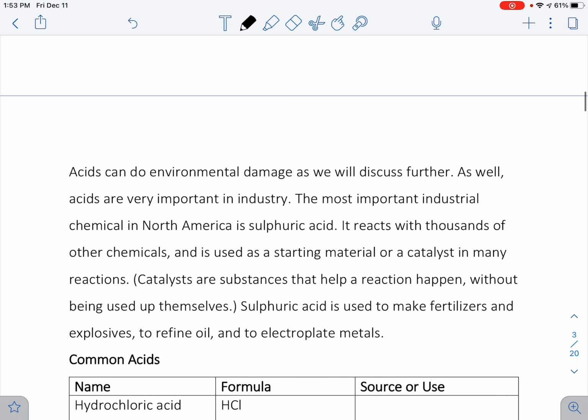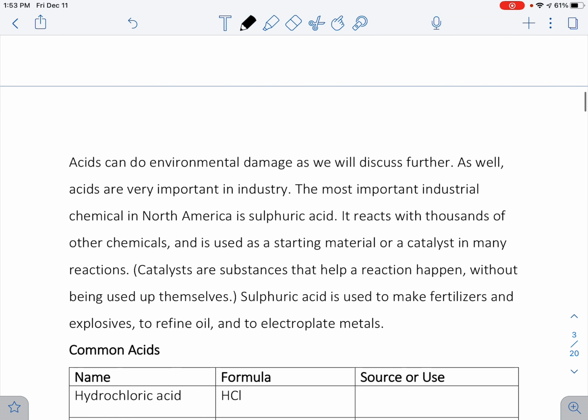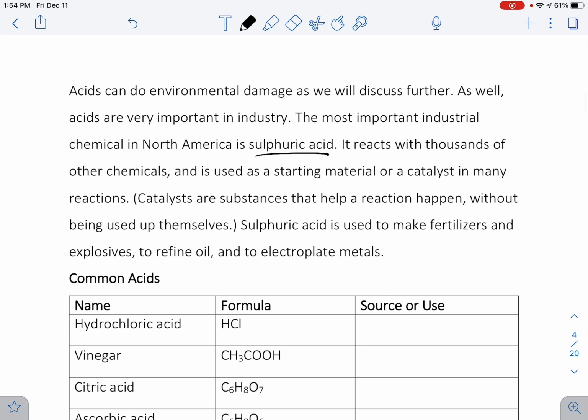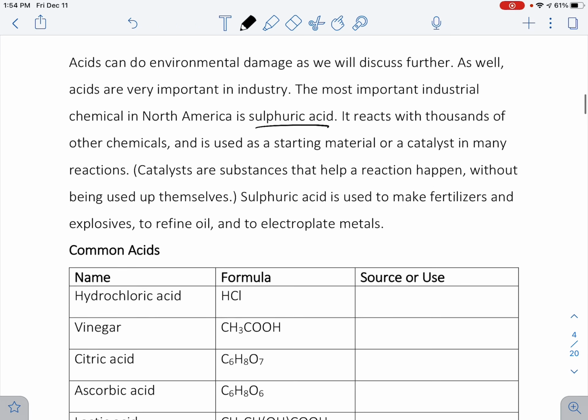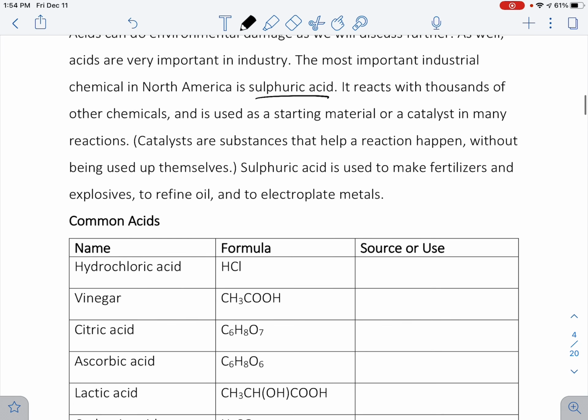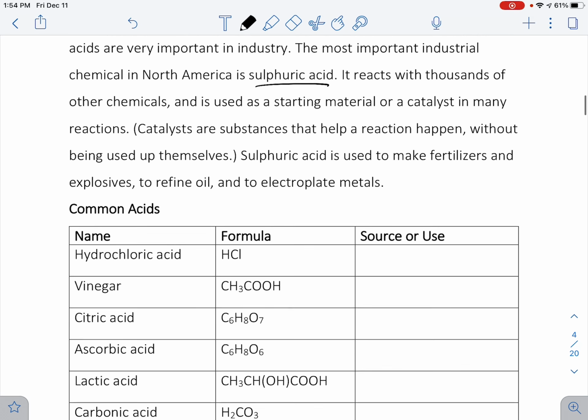Acids can do environmental damage, as we will discuss further. As well, acids are very important to industry. The most important industrial chemical in North America is sulfuric acid. It reacts with thousands of other chemicals and is used as a starting material or a catalyst in many reactions. Catalysts are substances that can help a reaction happen without being used up themselves. Sulfuric acid is used to make fertilizers and explosives, to refine oil, and to electroplate metals.